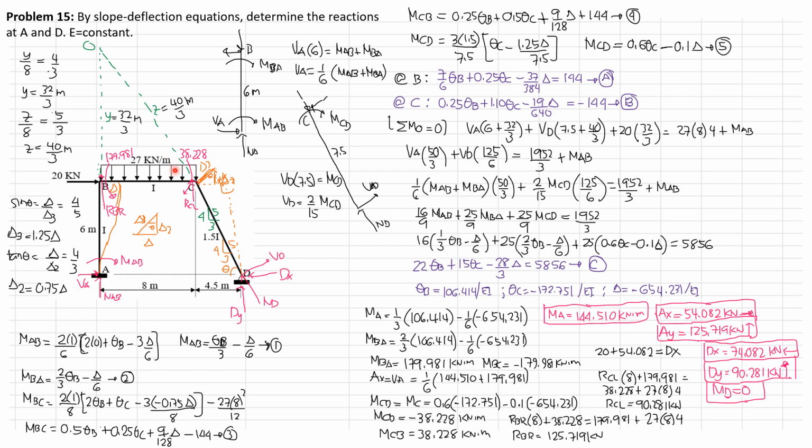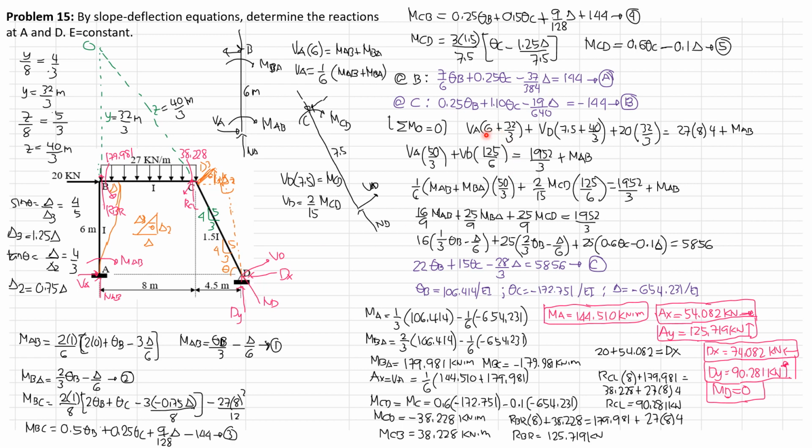So having found this, we then sum up moments about O equals 0. Then we'll have shear at A times quantity 6 plus 32 over 3 plus shear at D times quantity 7.5 plus 40 over 3, then plus 20 times Y, 32 over 3, then equals the moment of this uniform load, 27 times 8 times 4, plus the moment of AB, which is clockwise, MAB. There's no moment in DC because this is pin.